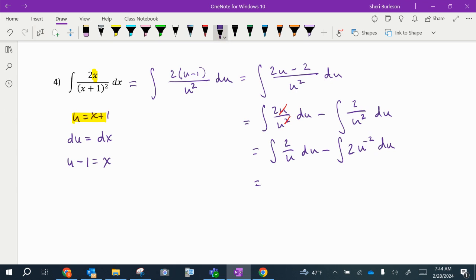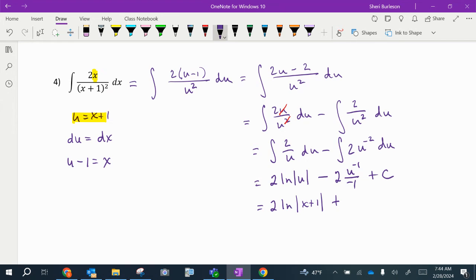So 1 over u du, that integral is ln of the absolute value of u. So I have 2 times ln of the absolute value of u minus, when I use the power rule, I have 2 times u, add 1 to the exponent, divide by the new exponent, and I can do plus c in 1 because I did both of these at the same time. So now I need it back in terms of x, and this is going to be negative 2 divided by a negative 1, which is a positive 2.